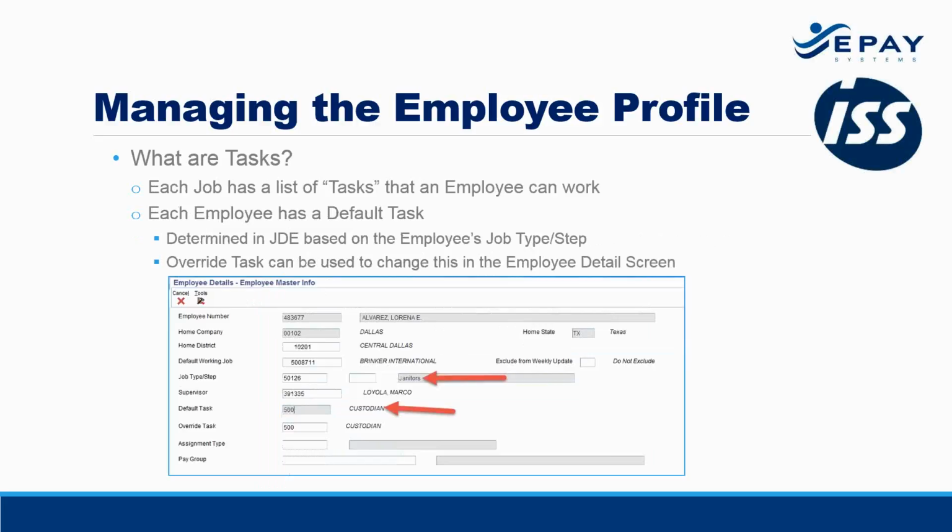Now, furthermore, each job has a list of tasks the employee can work. As I mentioned earlier, each employee has a default task, which is determined in JDE based on the employee's job type step, which is their position or title per se. It's kind of what they're given in JDE. And you can obviously use the override task functionality on the employee detail screen to show the correct task. Now, this is probably a bad example on my screenshot here, but the default task is 500. There's no need to put an override unless they work different tasks. For example, maybe it came across as custodian, but they are really a security guard at their job site. Then you want to change that to 520, whatever that number is for security guard.